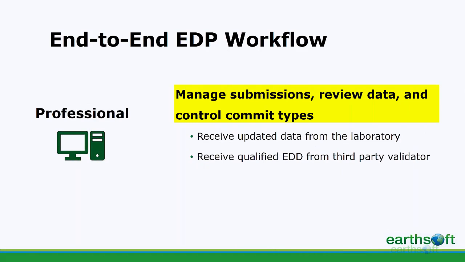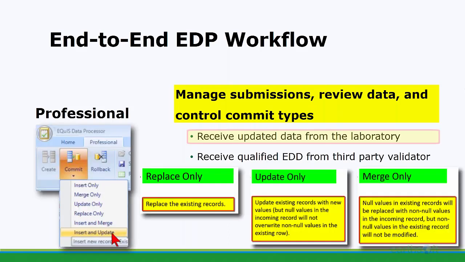Professional EDP, just to reiterate here, is going to help you manage submissions, review data, and control your commit types. Again, another couple examples of where Professional EDP may be used in addition to migration of historical data. If you receive an updated EDD from the laboratory, if you notice that there may have been an error or there needed to be a resubmission for any reason, there are multiple commit types that help you update, whether it be inserting the data into the database, updating all of the records, only updating a few records, merging the new records with the old ones.